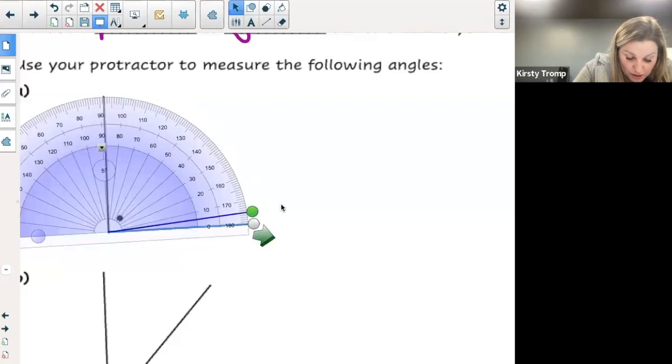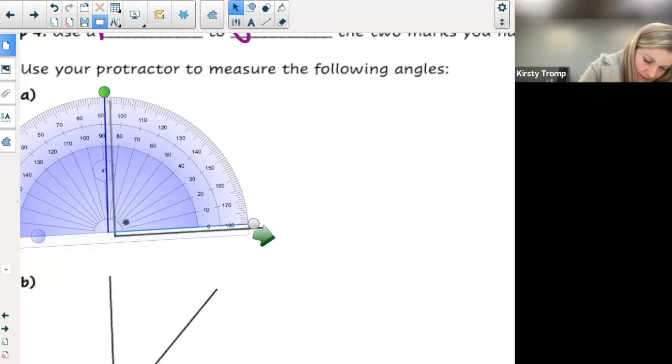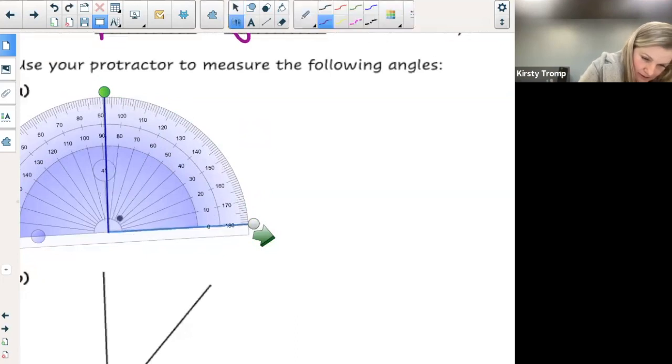So again, it's going from 0, on the inside, guys. Can you see it? From 0 on the inside all the way up to 88 degrees. So this angle is 88 degrees.